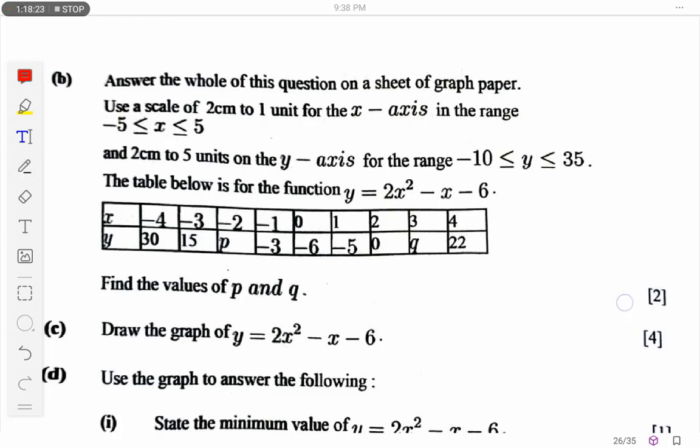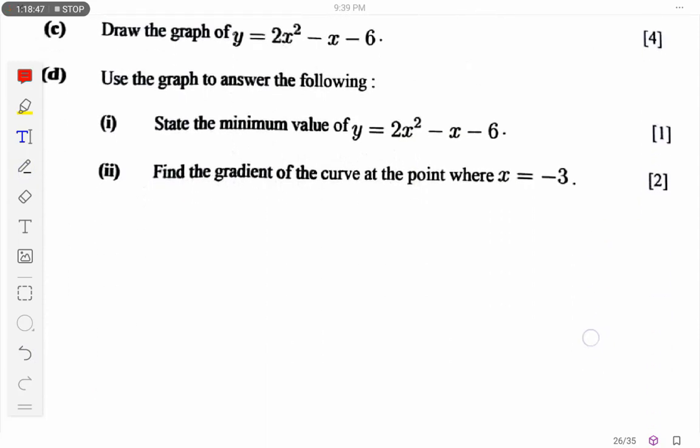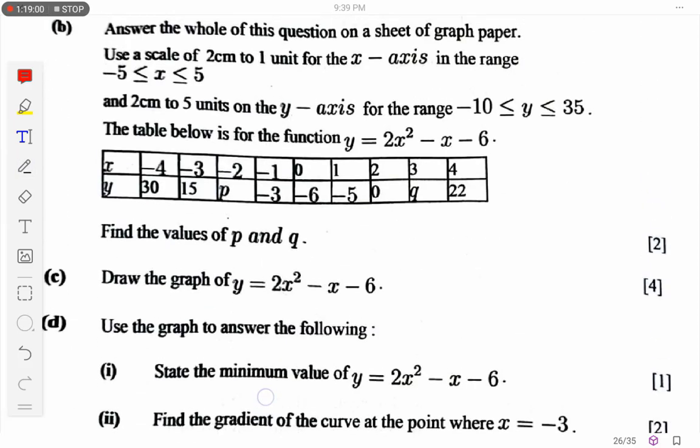The first thing we are asked is this. We have a function y equals 2x squared minus x minus 6. Find the value of p and the value of q. So we want to find p when x is minus 2, and also q when x is 3. So we are going to substitute those two values into the equation. For p, our equation is y equals 2x squared minus x minus 6, and we said our x is minus 2.